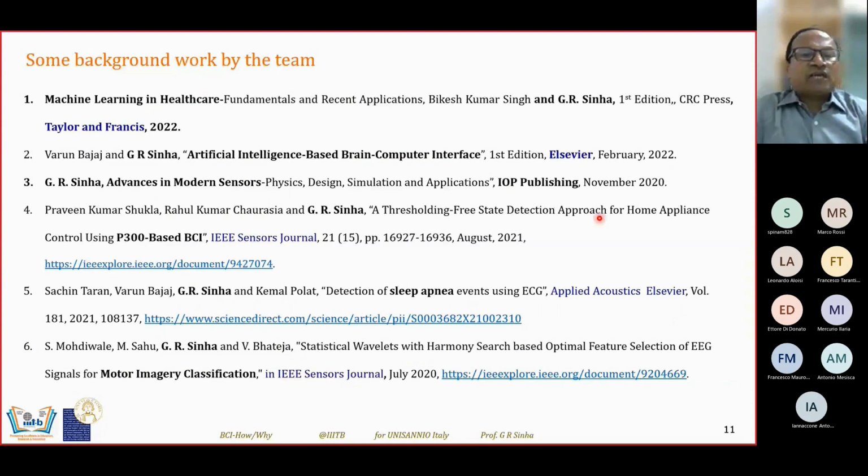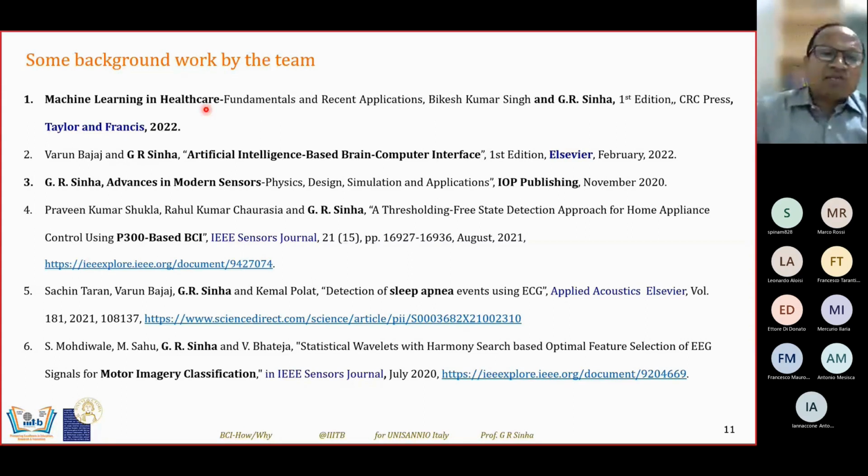I just want to tell you that in my team we are working closely in this area. I have included some publications from the last two to three years, which are very relevant to the area we are talking about, BCI and healthcare. This is a book published this year with the title Machine Learning in Healthcare. So you can see that this is particularly AI in healthcare. How does AI help in healthcare? It is available online as well.